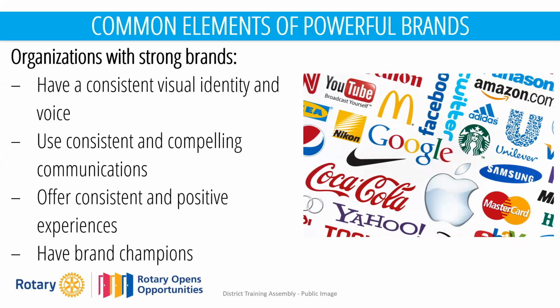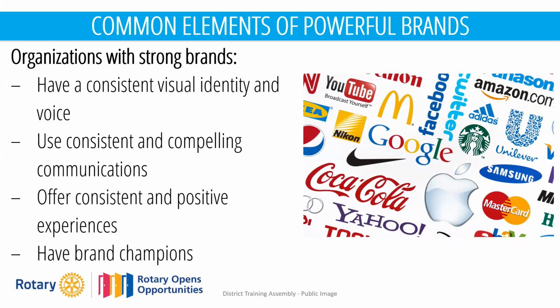Organizations with strong brands have a consistent visual identity and voice. An organization that has a strong visual identity is instantly recognizable without saying a word. An organization's voice, what it says and how it says it, expresses its personality and attitude. It can be formal or casual, or have other qualities depending on how the organization wants to present itself.